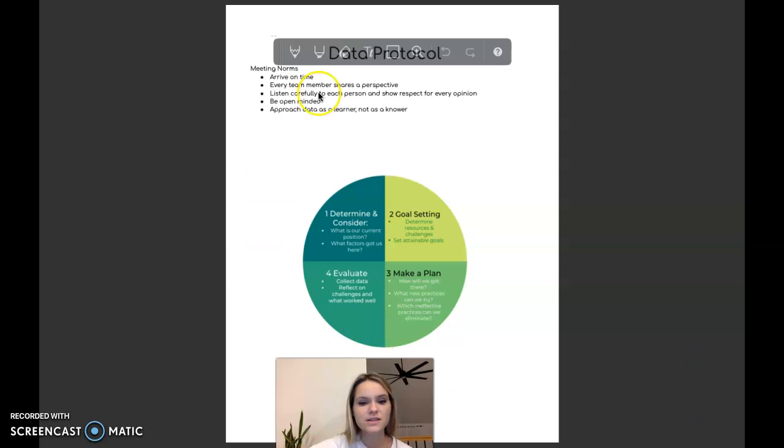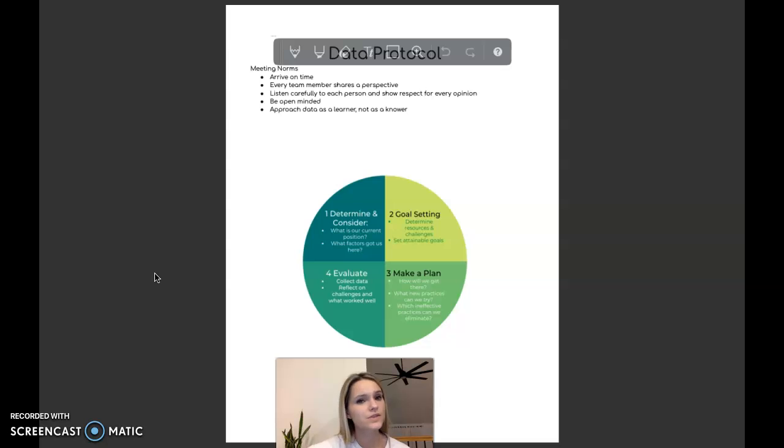Here is the data protocol graphic that I created. I added 4 steps that cycle around and repeat themselves over and over again. The first is determine and consider. So for this step, teams would decide what is our current position and what factors got us here.